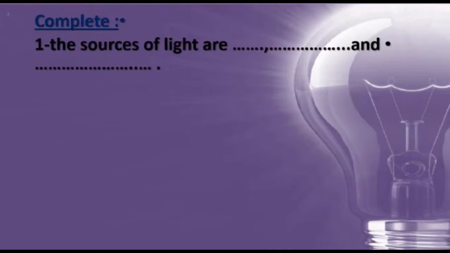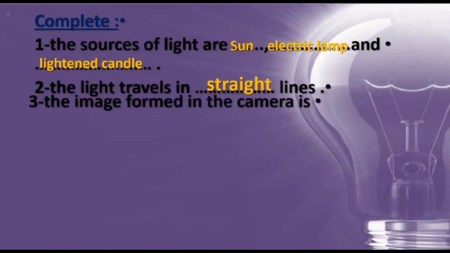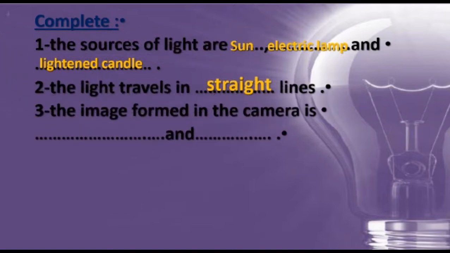Now let us see together some questions about this part. Question 1, complete. The sources of light are, can you remember? Great! Sun, electric lamp, and lightened candle. The light travels in, yes, in straight lines. The image formed in the camera is, great, minimized and inverted.